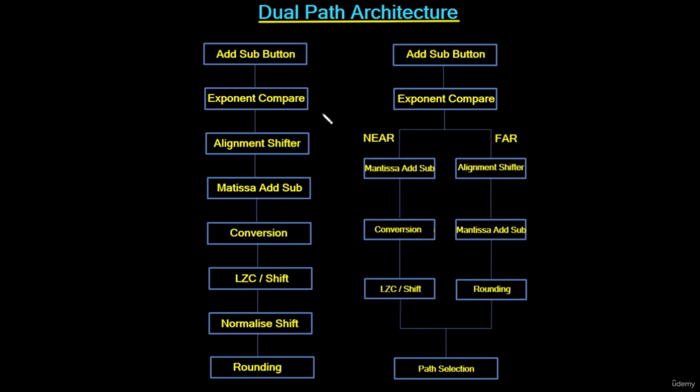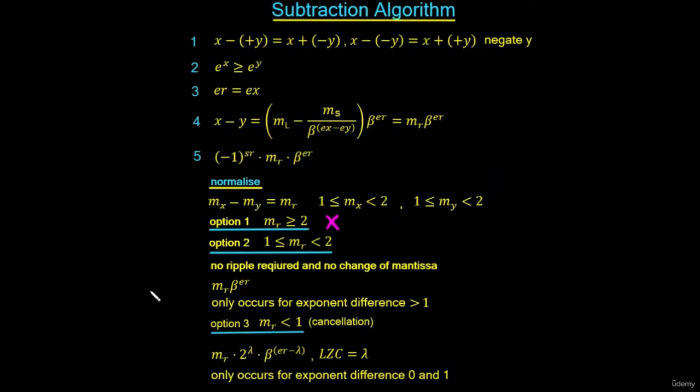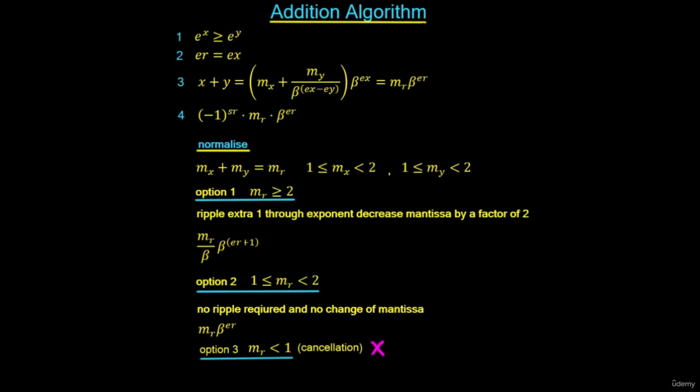So let's talk over this dual path architecture. We're going to have the add subtract button, the same as this one. We're going to have the exponent compare, which again is just the same. But then we're going to split into this near and far path. So let's first of all look back and we'll see the subtraction. So in this subtraction, we're going to have two options here that we're going to work through. We're going to have option 2 and option 3. So these are two options for the subtraction. Now we're also going to have two options for the addition, and that is the option 1 and option 2. So in effect, we've got four things that we need to do.